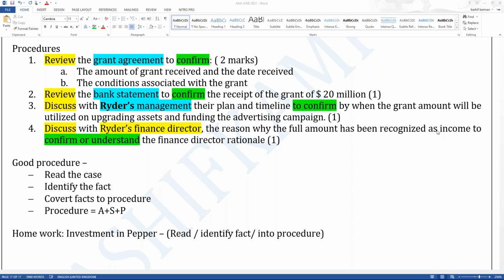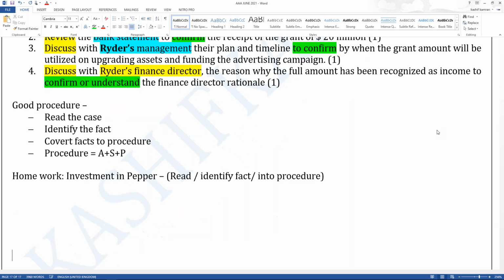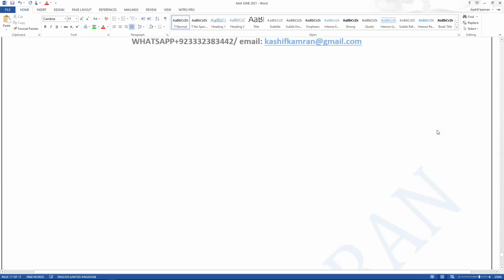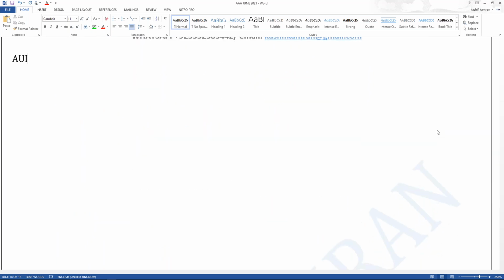So let's start on the next journey before I give you the break. In the next part, before I give you the break, number 1, we need to start working on the next topic, which is audit evidence. And there was a question from a student, what's the difference between a procedure and an evidence? So let's start on the topic audit evidence now.